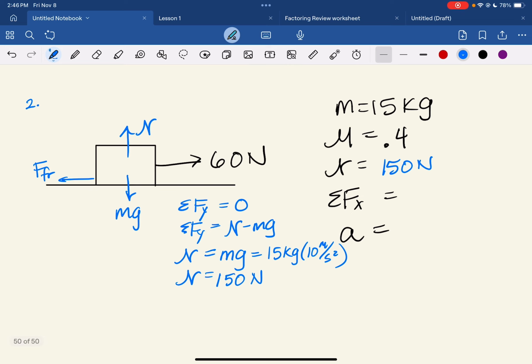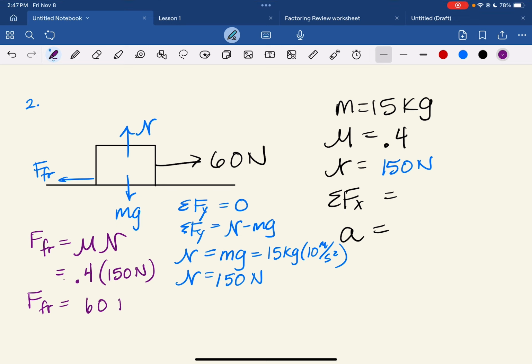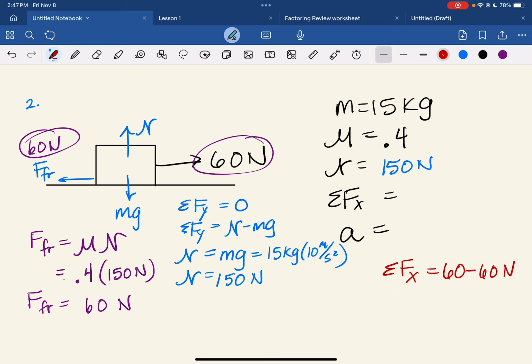All right, so let's go ahead and determine our force of friction. Force of friction is equal to mu times normal. My mu is 0.4, and my normal force I just figured out is 150 newtons. So my force of friction is going to be 60 newtons. So I have 60 on the right, 60 on the left. That means that the sum of my forces in the x direction is going to be 60 minus 60 newtons. So that is going to be 0. My net force in the x direction is 0.